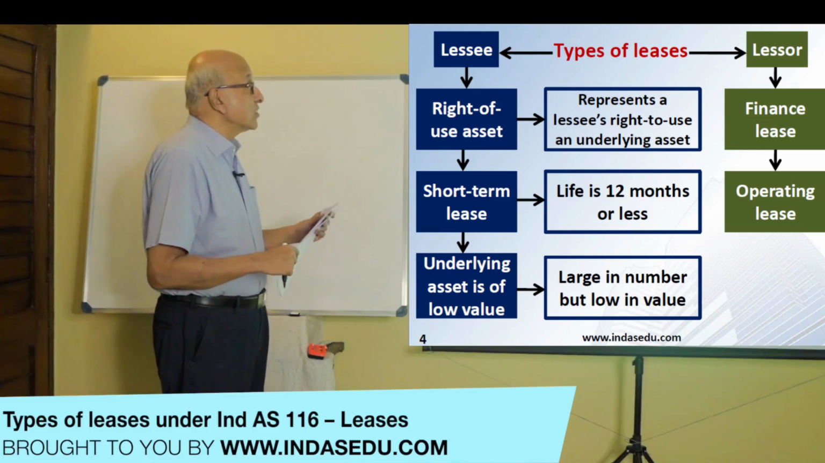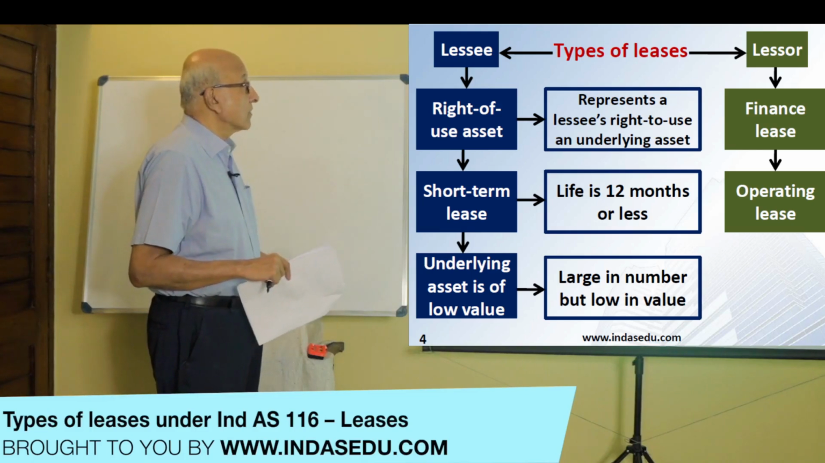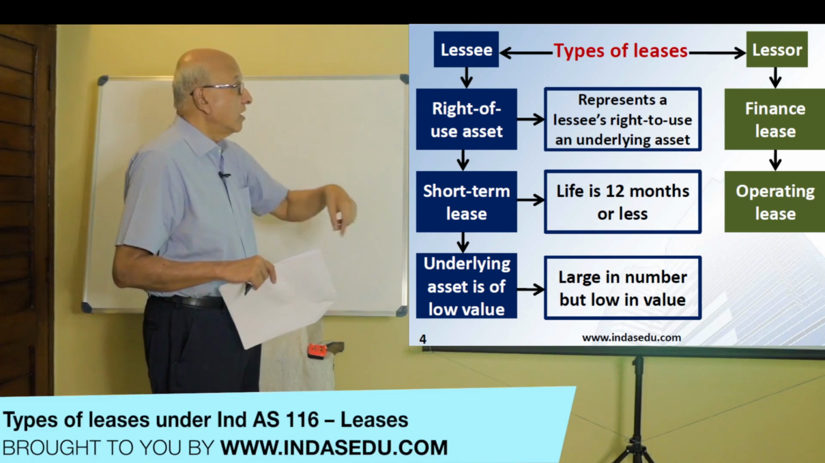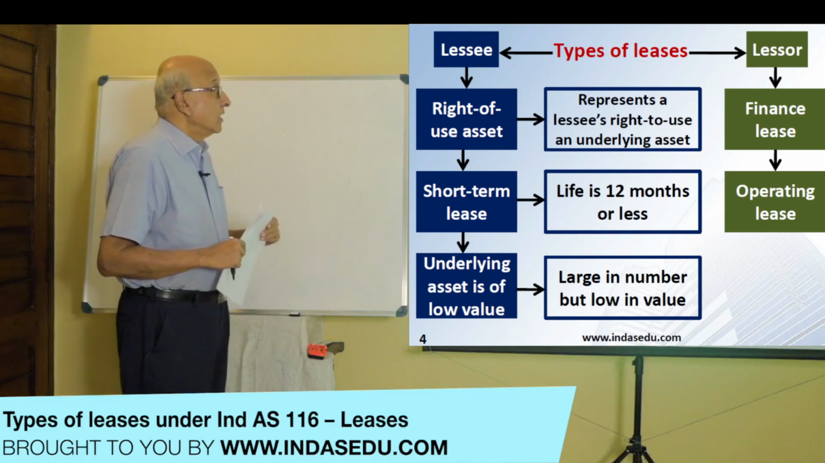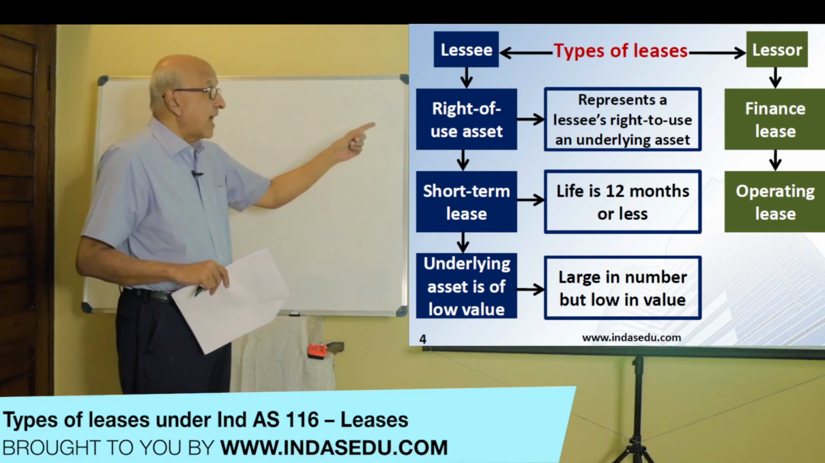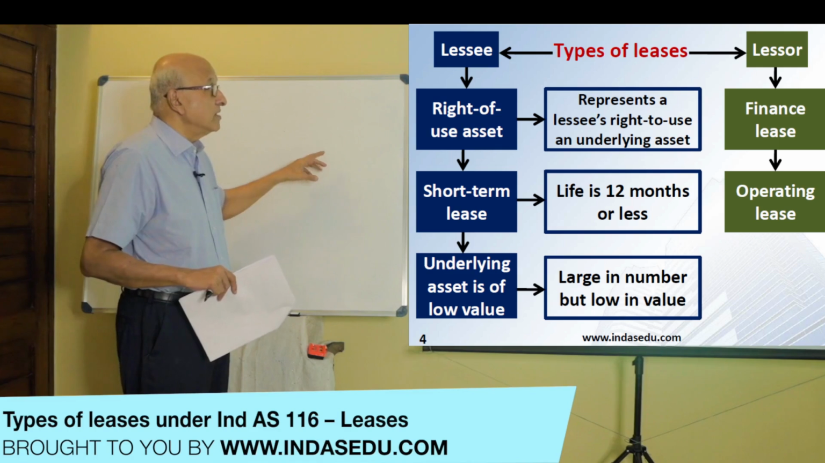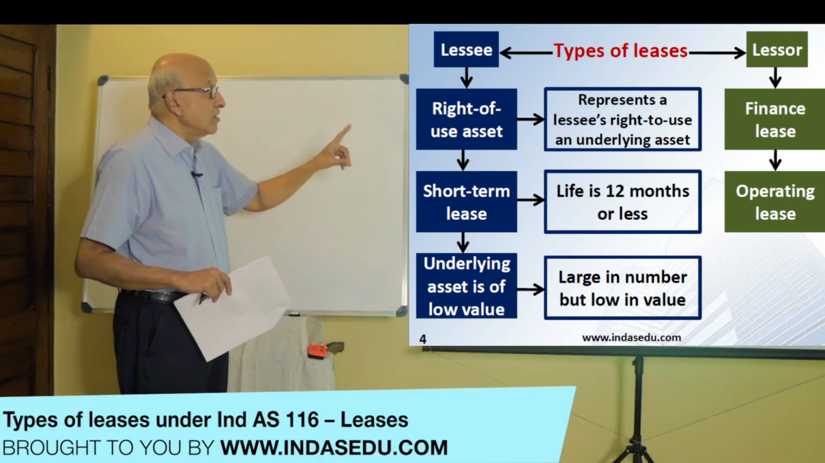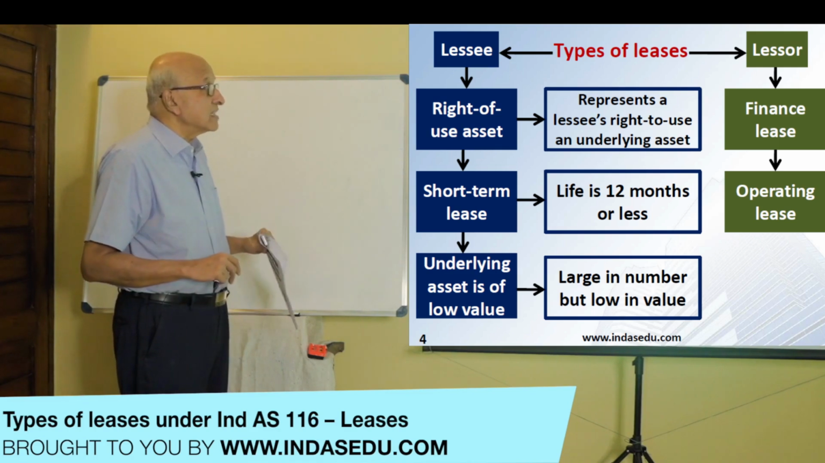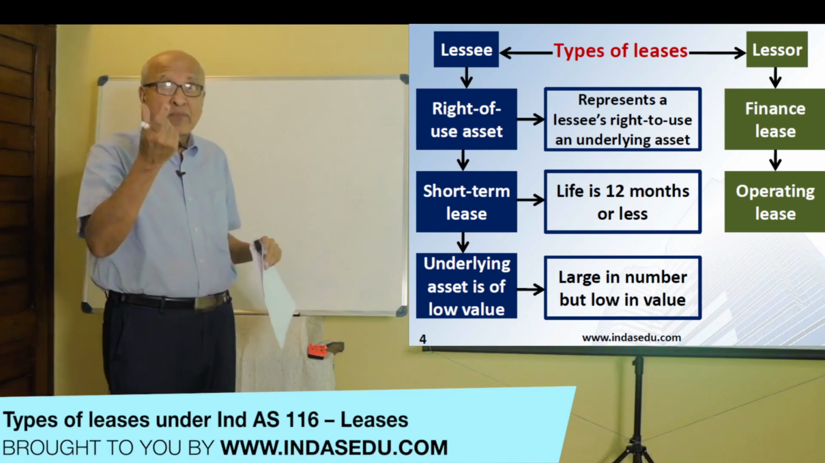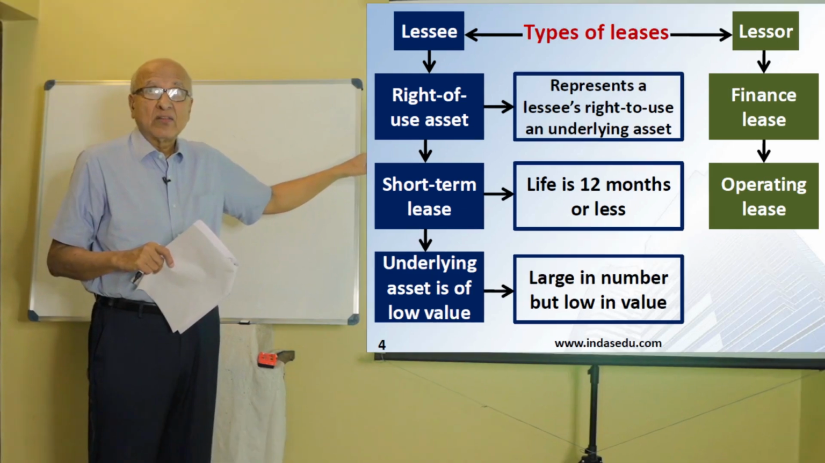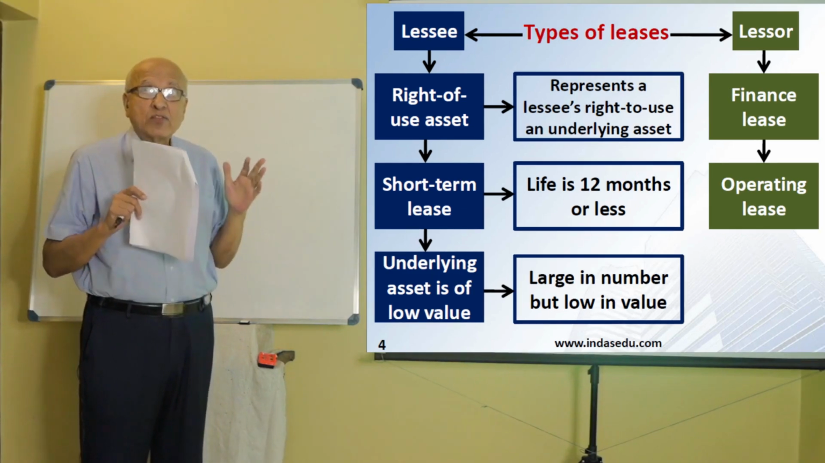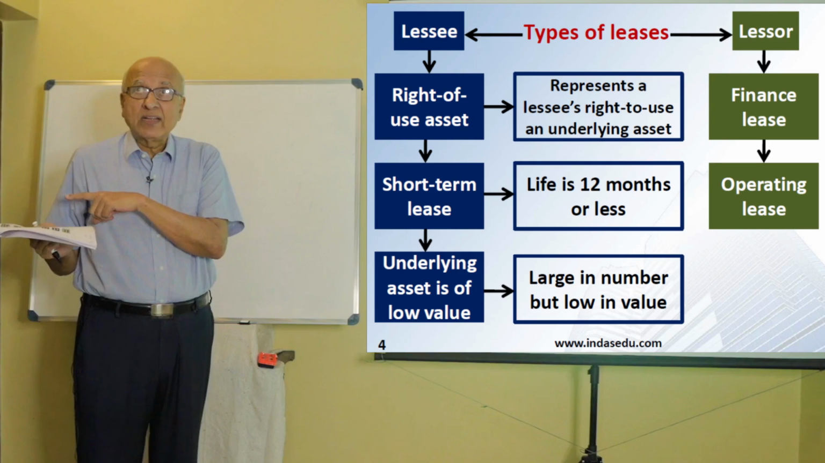Types of leases for lessees, for lessors. It can be three things: right of use asset, what we have been discussing. Right of use is what? That represents the lessee's right to use an underlying asset for a period of time. So this is recognized. When we see right of use assets, there is also one lease liability.